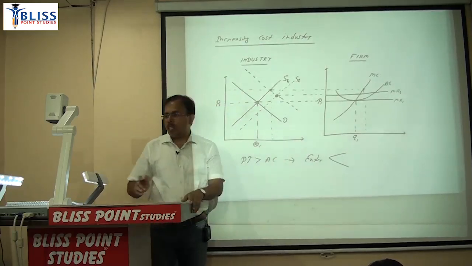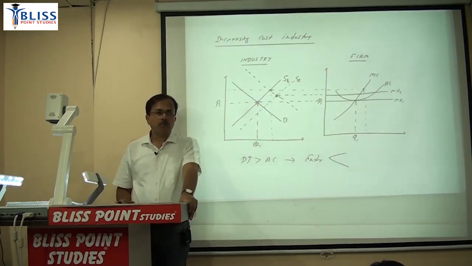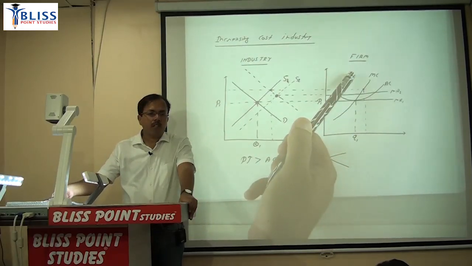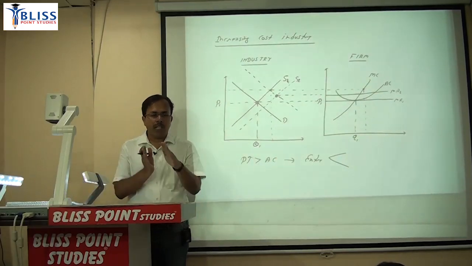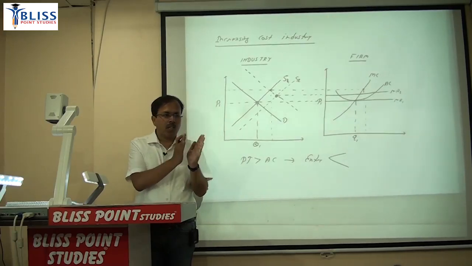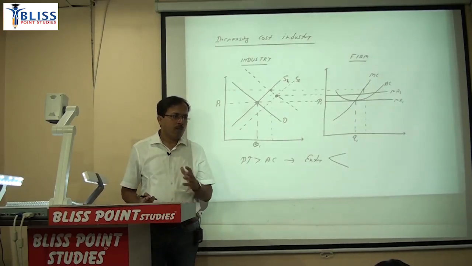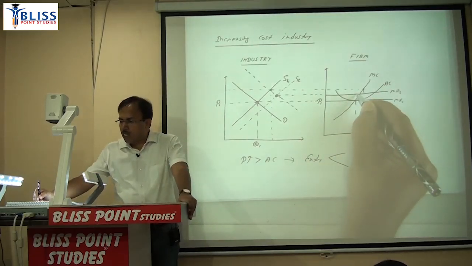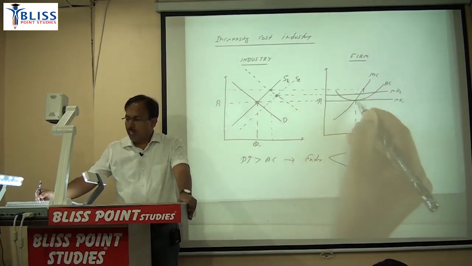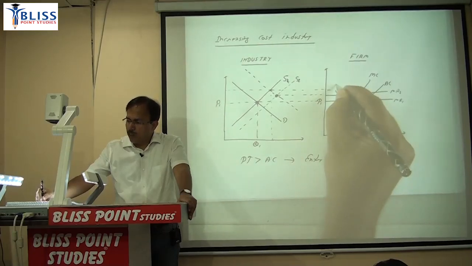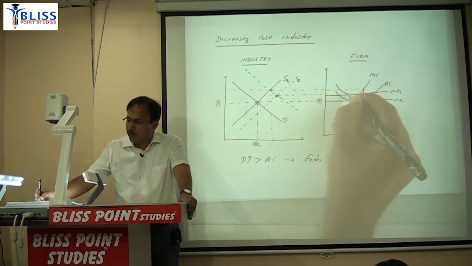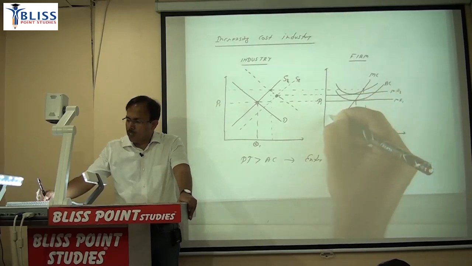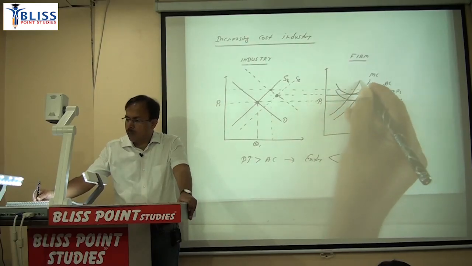And what is left now? In an increasing cost industry, this average cost will also shift up. When it shifts up, it will shift up as well as a little left. That means each firm will reduce the quantity. So it is not shifting vertically parallel. It is shifting up and to the left. And marginal cost will always cut average cost at the minimum point.